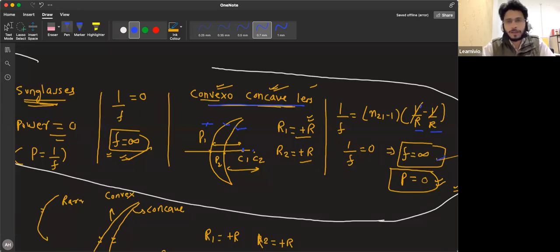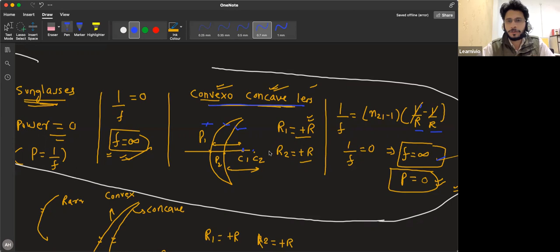So what is a sunglass? A sunglass consists of a convexo-concave lens having equal radii of curvature. So you have a spherical surface, but still the power is 0. Basically, you can say the power of this surface cancels the power of the second surface.